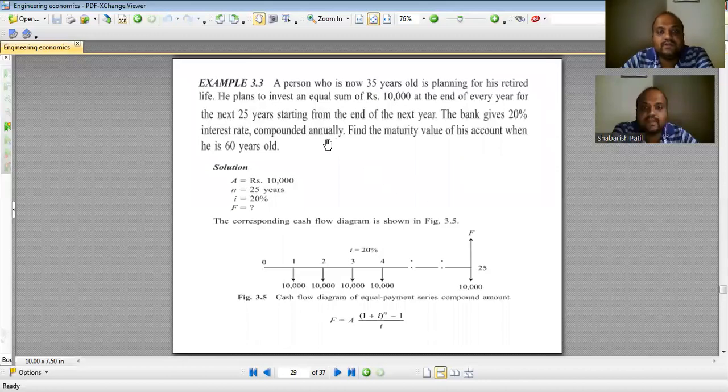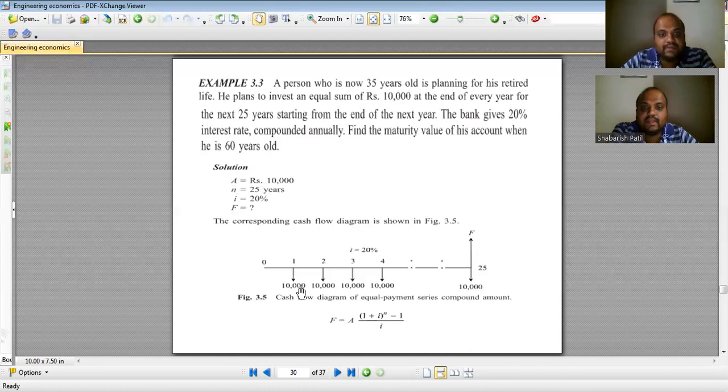We'll go with a simple numerical to understand this. A person who is now 35 years old is planning for his retired life. He plans to invest an equal sum of rupees 10,000 at the end of every year for the next 25 years, starting from the end of the next year. The bank gives 20% interest rate compounded annually. Find the maturity value of his account when he is 65 years old. So he is investing an equal sum of rupees 10,000 at every end of year. This means it is the A value, the annuity at the end of every year.